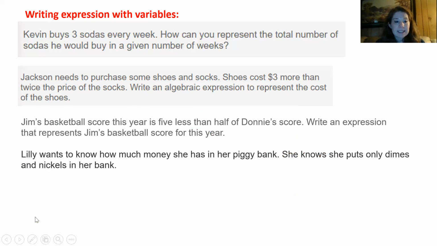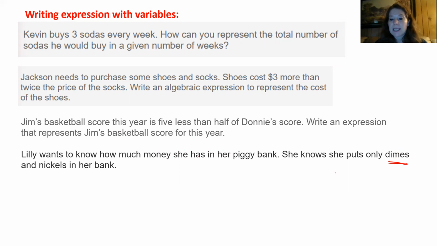Let's look at Lily's situation. Lily wants to know how much money she has in her piggy bank. She knows she puts only dimes and nickels in her bank. Well, that doesn't seem like a lot of information, but we do know something about how much dimes are worth. How much are dimes worth? 10 cents. So let's say you have 5 dimes. How much money do you have? 50 cents. How do you know? You would multiply the number of dimes times 0.10.